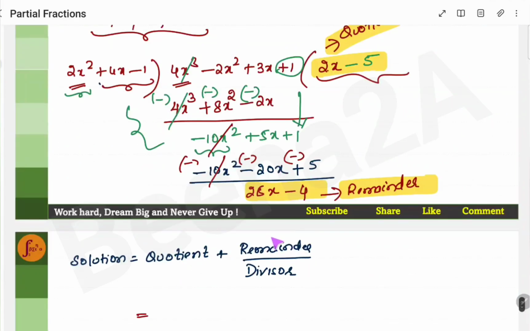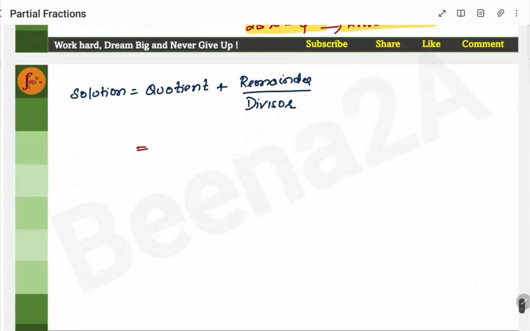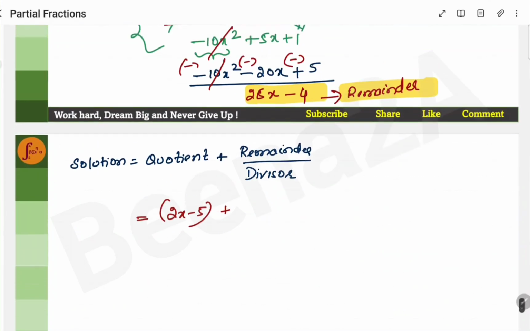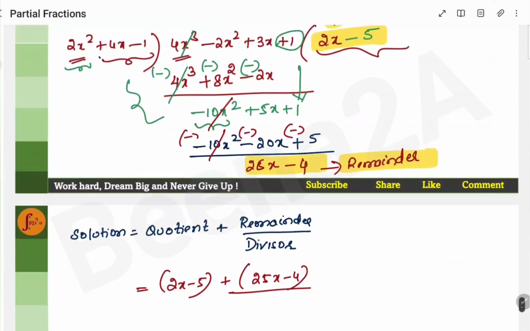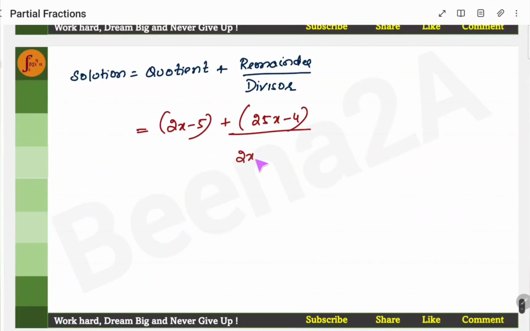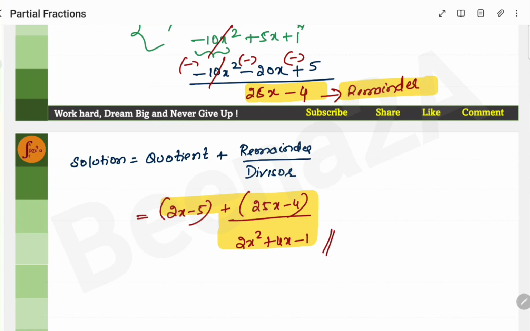So now we'll write the final answer. What is the quotient? 2x minus 5. What is the remainder? 25x minus 4. And what is the divisor? 2x square plus 4x minus 1. So this is the final answer.